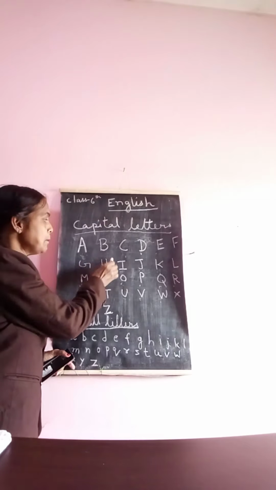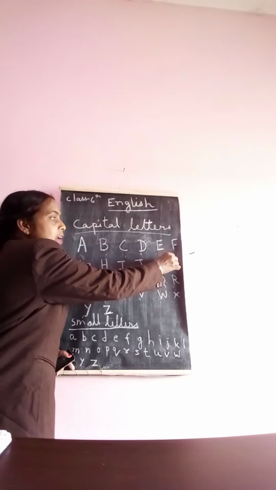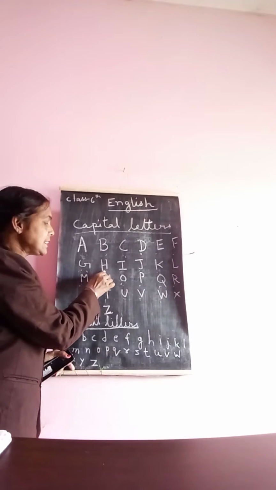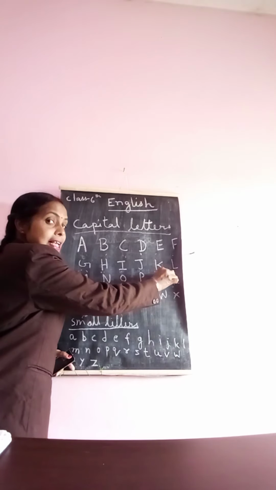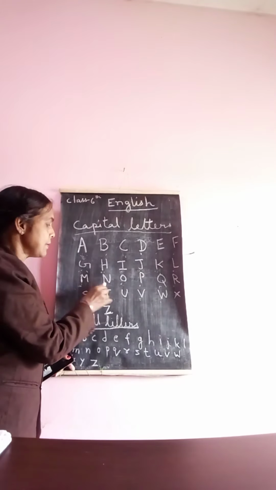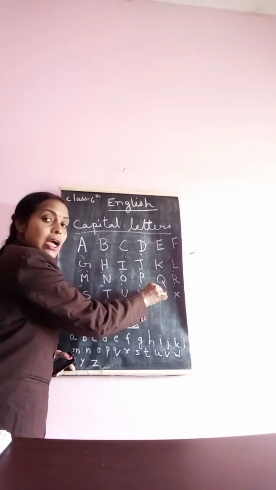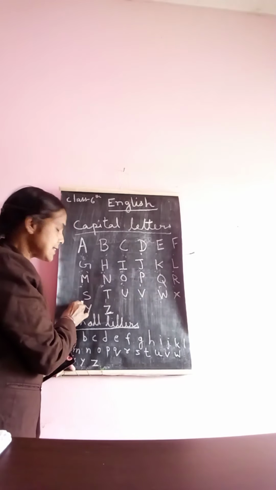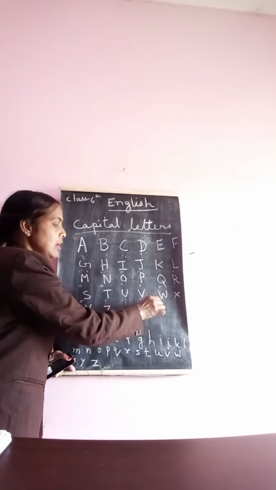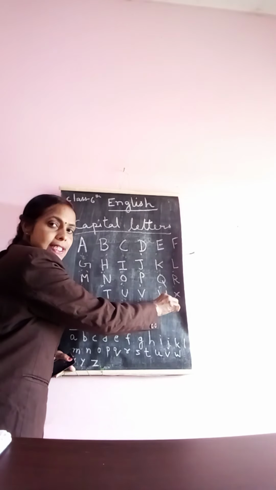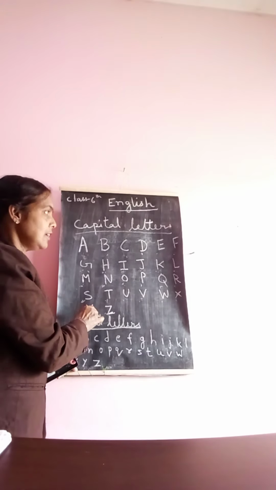A says A, B says B, C says K, D says D, E says A, F says F, G says G, H says H, I says I, J says J, K says K, L says L, M says M, N says N, O says O, P says P, Q says K, R says R, S says S, T says T, U says A, V says W, W says W, X says S, Y says Y, Z says J. So these are the sounds of different letters.